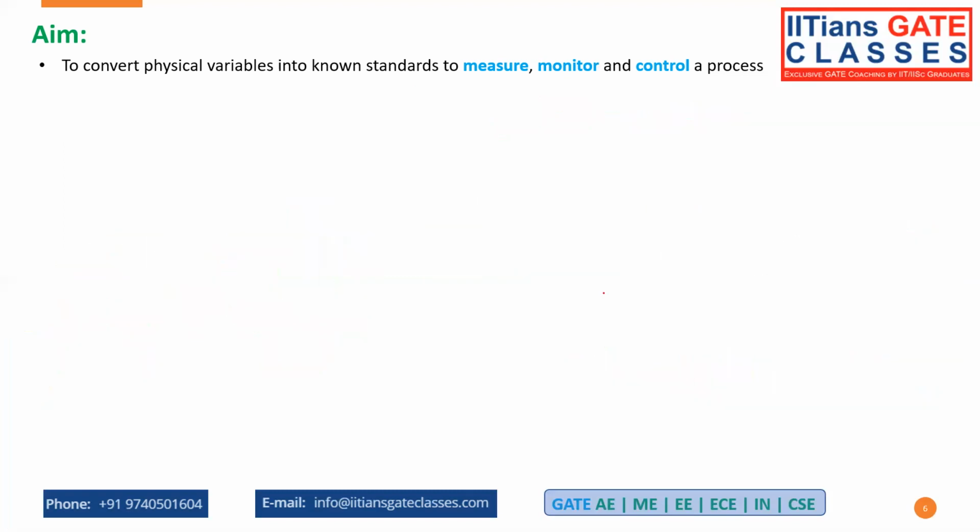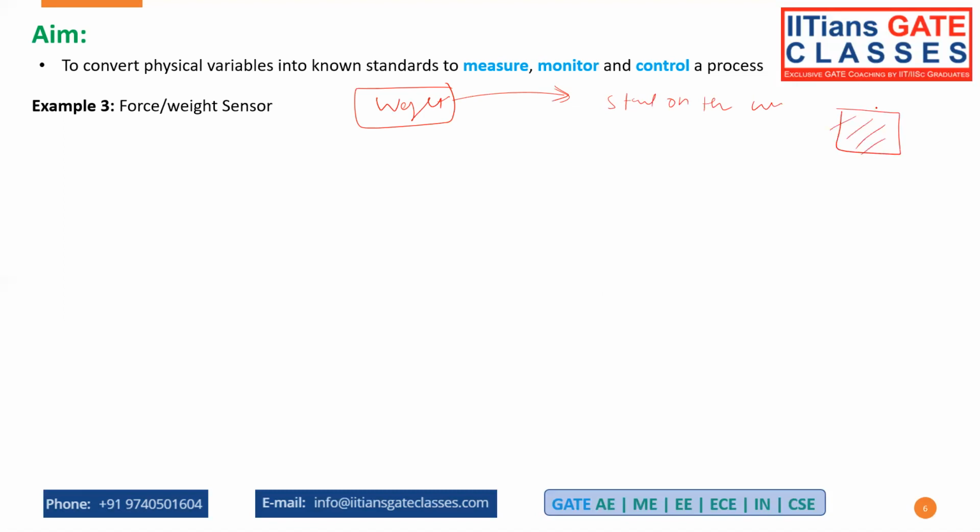Third example is going to be your force or weight sensor. Now you want to measure the weight. So what will you do? Stand on the weighing machine. So this is the weighing machine, you have to stand here. This is going to be the sensor and your weight is going to be the process, right?